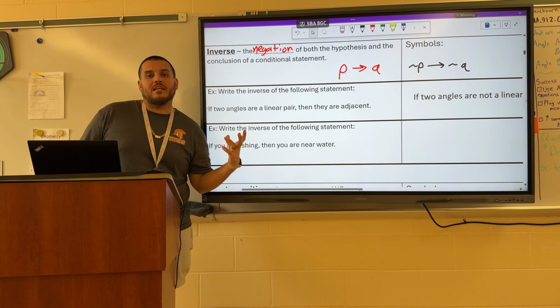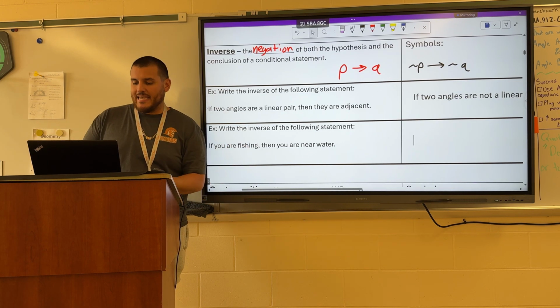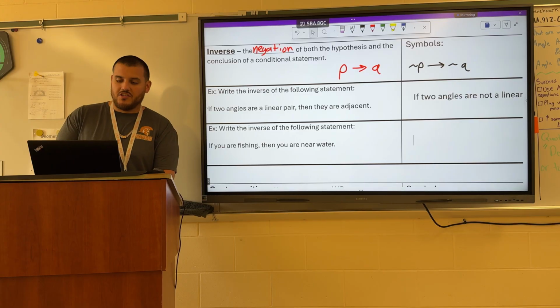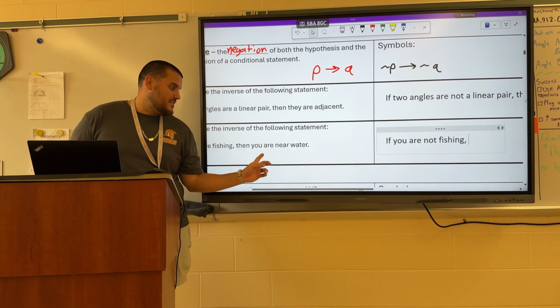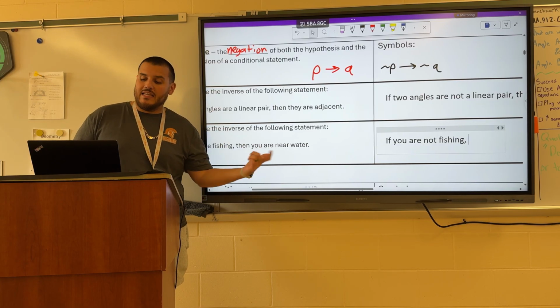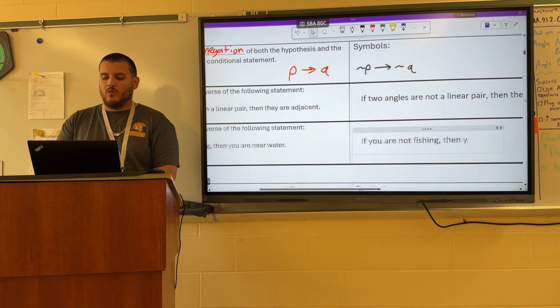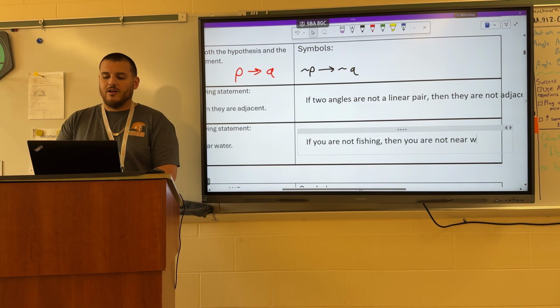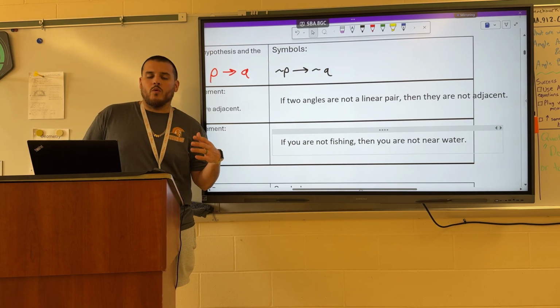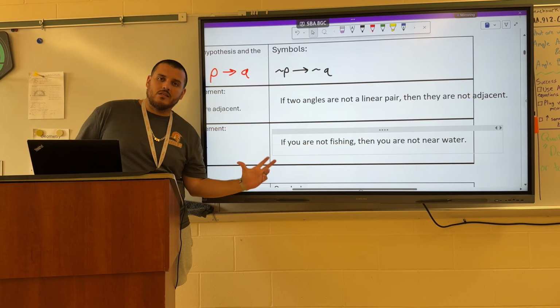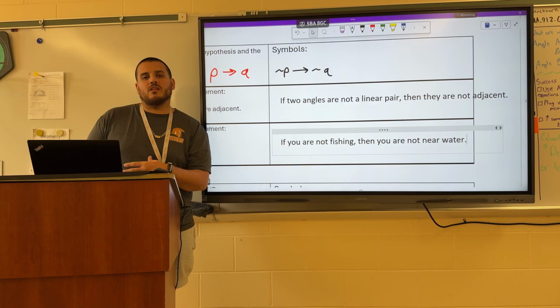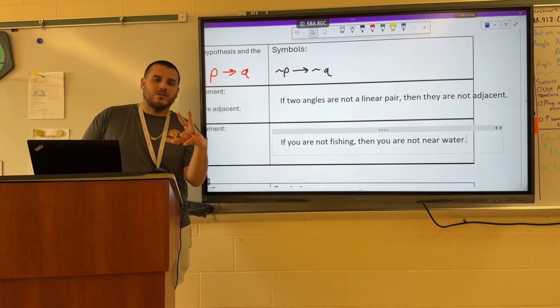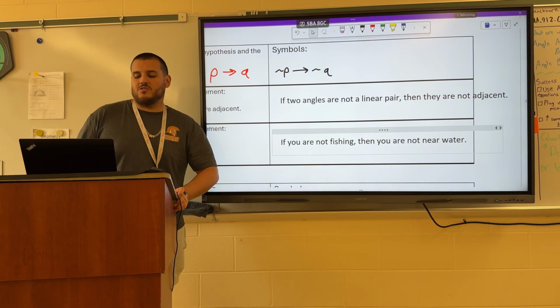Let's see if you remember to negate both the hypothesis and the conclusion. So if you are fishing, the opposite of that would be if you are not fishing. Then the conclusion says, then you are near water. And again, we need to negate that as well. So we would say, then you are not near water. So remember, when we write these conditional statements, we're always including the if and the then, but depending on the type of conditional statement, we'll negate or we'll exchange hypothesis and conclusion.